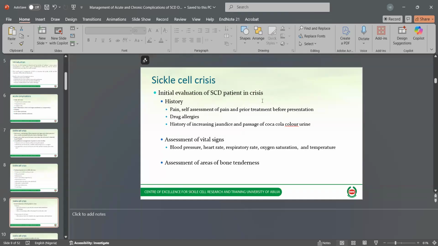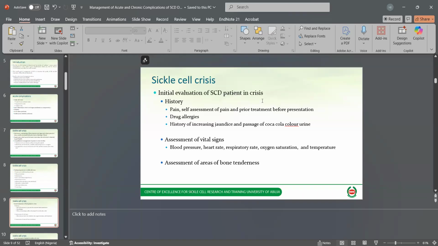So how do we manage a patient presenting with crisis? Initial evaluation includes history. You briefly take a short history. We should not be preoccupied with this because usually they are in pain or almost in shock depending on the type of crisis. So you just take a very brief history while instituting certain interventions.